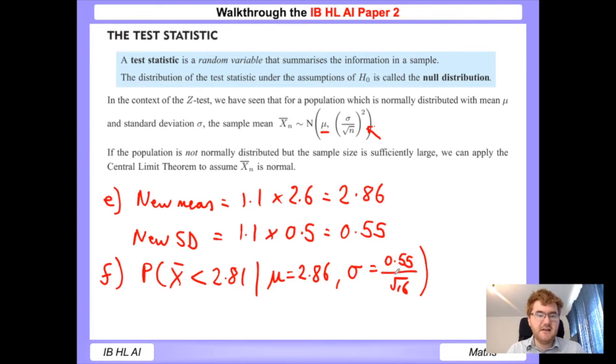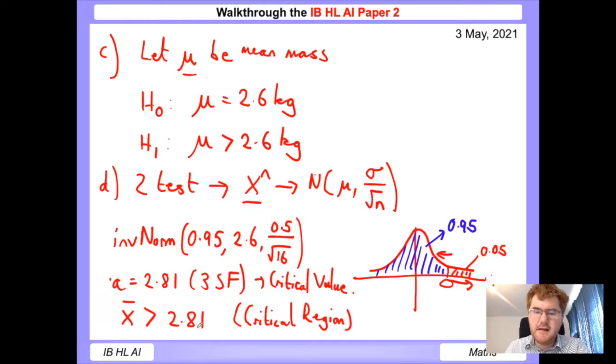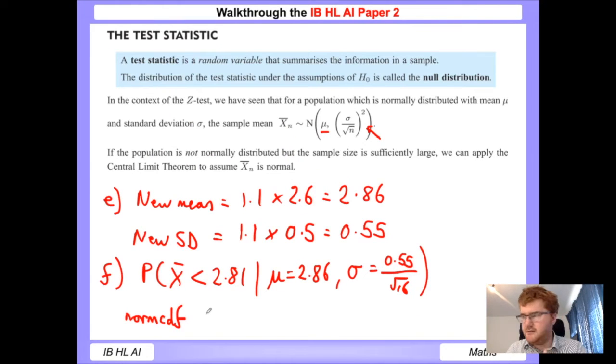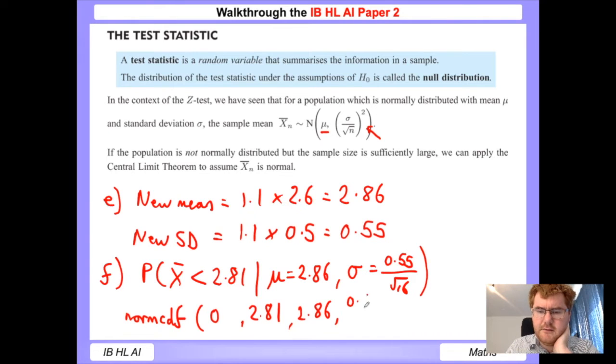So at this point, this is simply a norm CDF question. So this is just a norm CDF. The critical value, by the way, comes from part D. This was here. Now I'm going to use the unrounded version just for simplicity. You'll see it's not exactly the same answer, but it is condoned. So we've got less than 2.81, so our lower bound is very, very low. Upper bound is 2.81. This is just some really, really, really small number. Then 2.86, and 0.55. You can see the same formula that we used before.